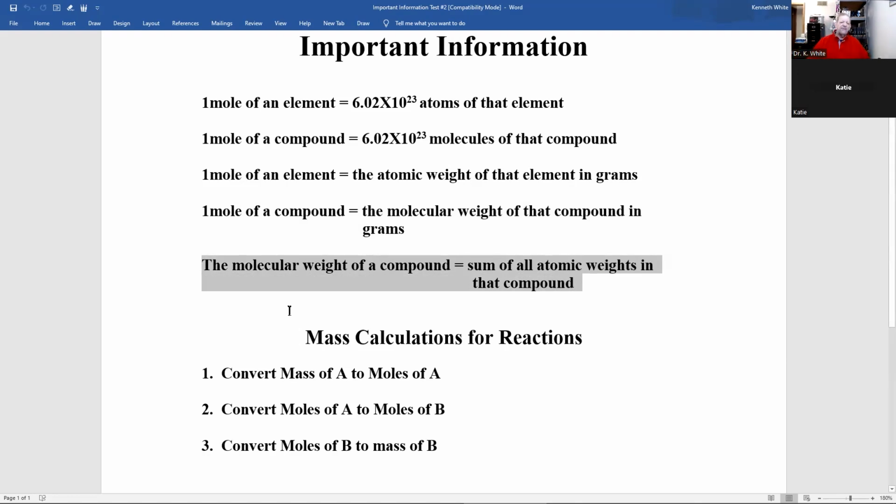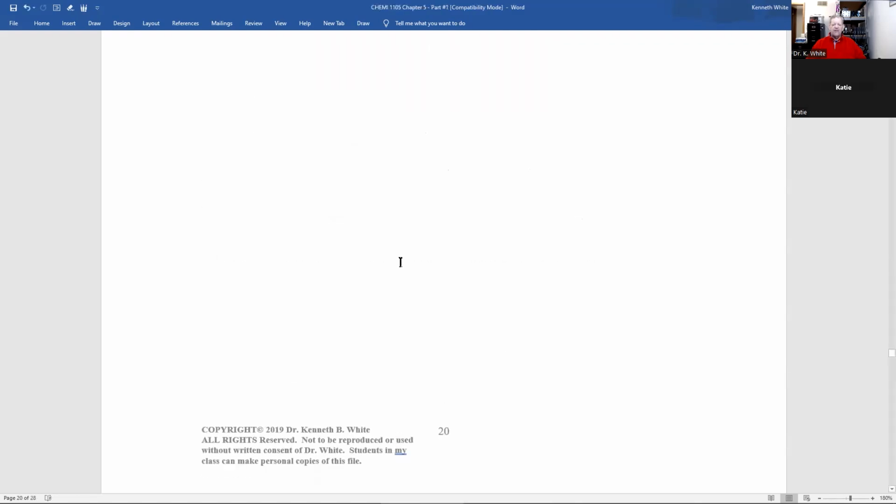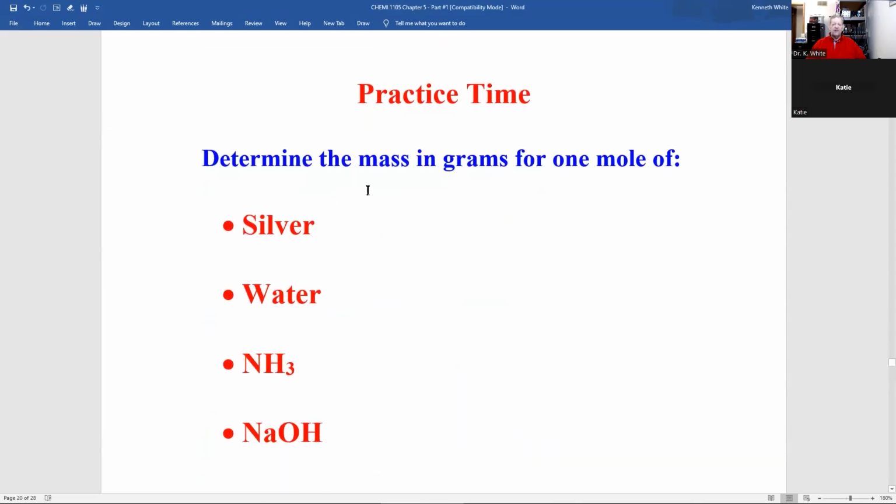And like I said, these, for me, are probably some of the most important concepts in all of chemistry, period. So what does that mean? Determine the mass or the molecular weight in grams of 1 mole of the following. And mass means grams. I do have it there, mass in grams, or the weight.